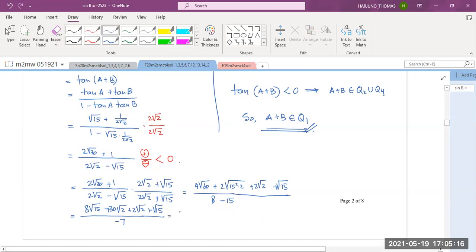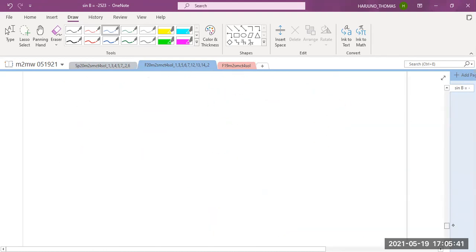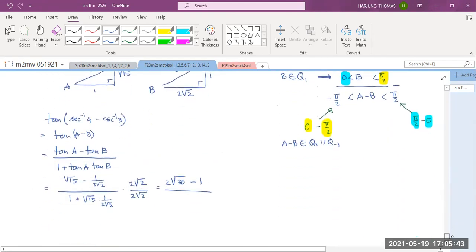So this is 9 square root of 15 plus 32 square root of 2 over negative 7, which is negative of 9 square root of 15 plus 32 square root of 2 over 7. It is still positive. So the solution for the second part is still the same. Okay, I'm sorry. Later on, I will give you the PDF, so you can fix it.